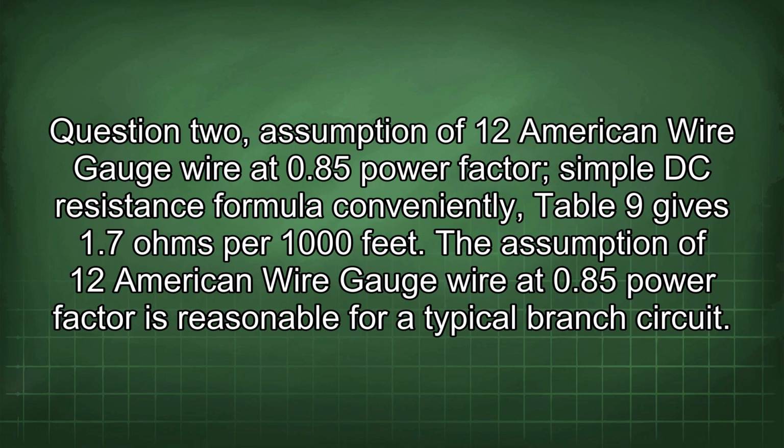Question 2. Assumption of 12 American wire gauge wire at 0.85 power factor. Simple DC resistance formula conveniently. Table 9 gives 1.7 ohms per 1,000 feet. The assumption of 12 American wire gauge wire at 0.85 power factor is reasonable for a typical branch circuit.